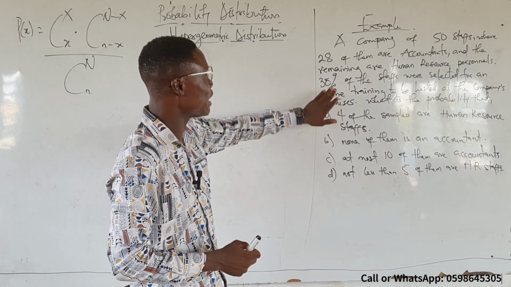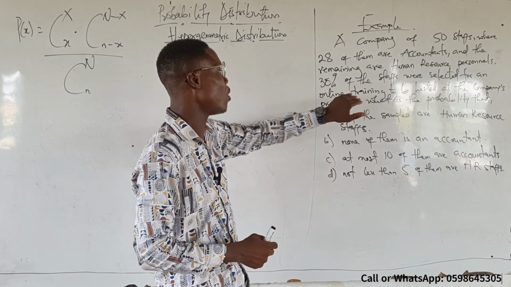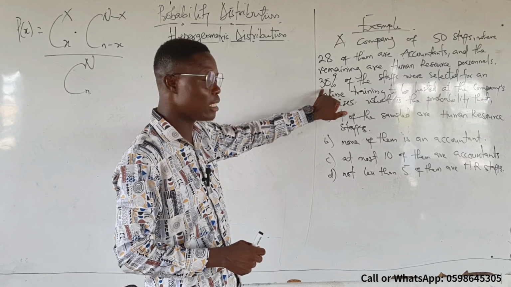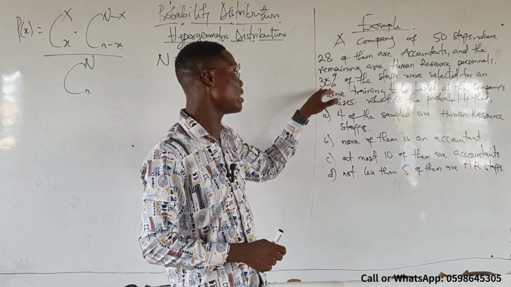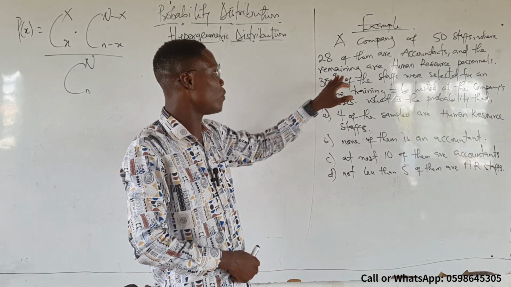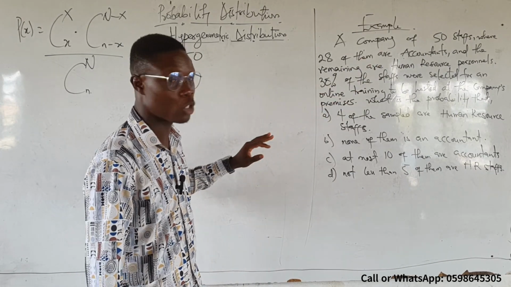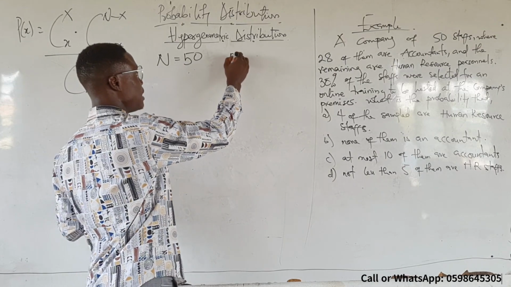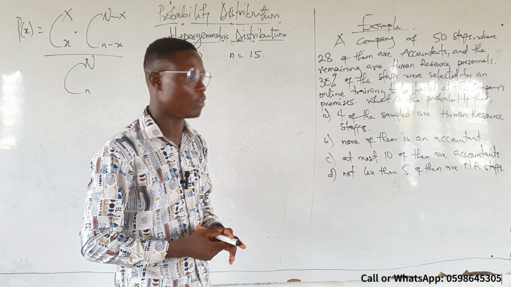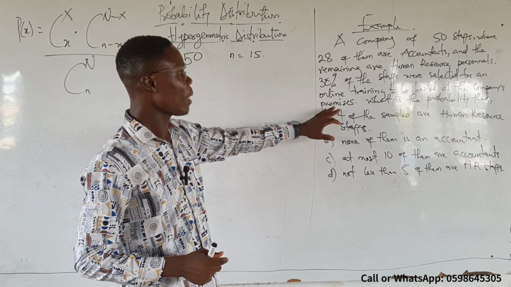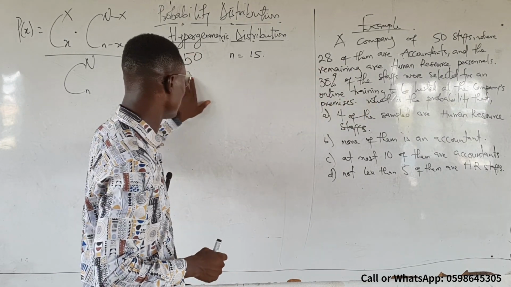Then as well, we're told that 30% of the staffs were selected for an online training. Please let's take note, this is a percentage, but it's not probability. It is giving us the number of staff that were selected. This is giving us the sample size. So 30% of 50, which I believe is going to be 15. The sample size is going to be 15. That's 30% of the 50 staffs, if I'm correct. Now, so we have this over here.